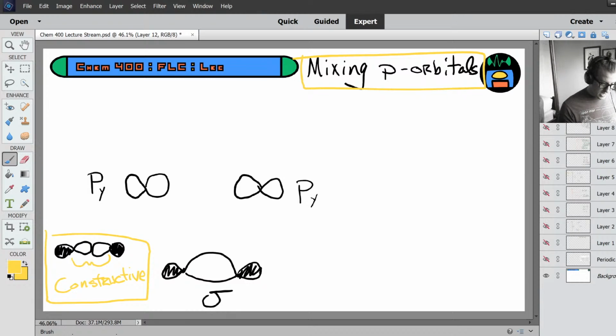When they engage in destructive orbital overlap, in other words, when you mix them and they're out of phase, this is where you get destructive orbital overlap.